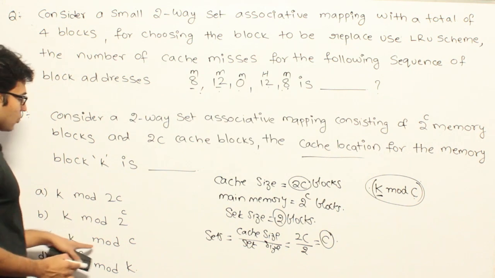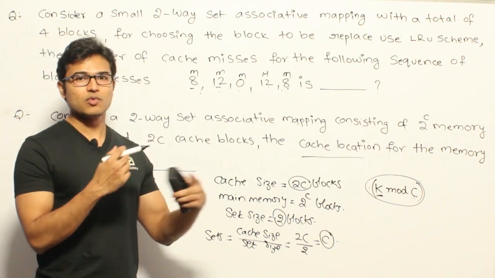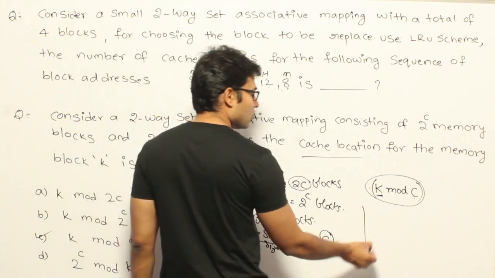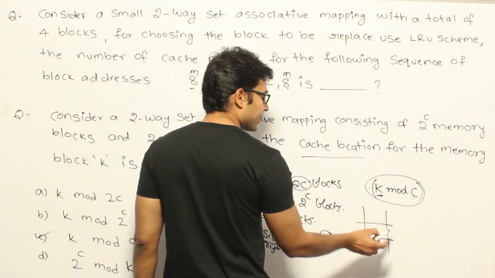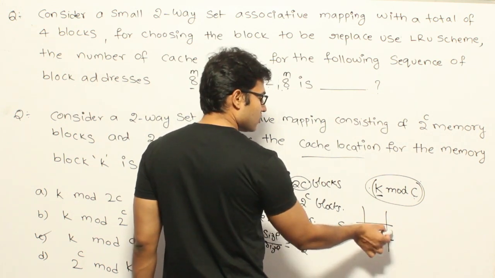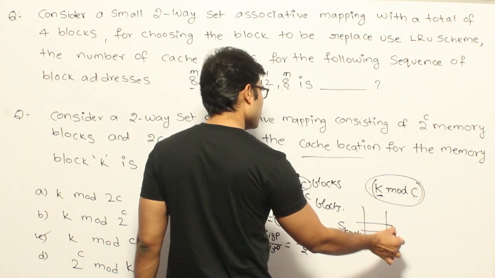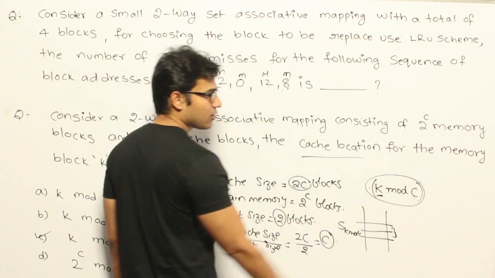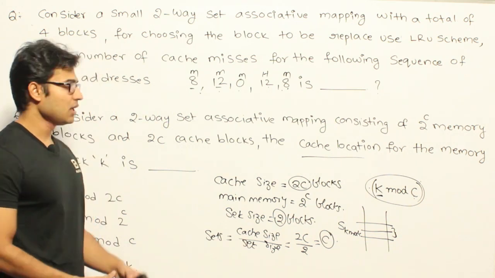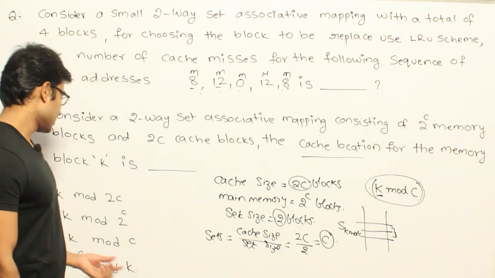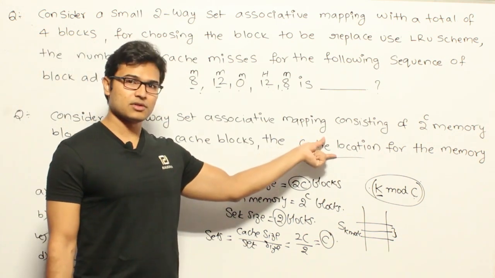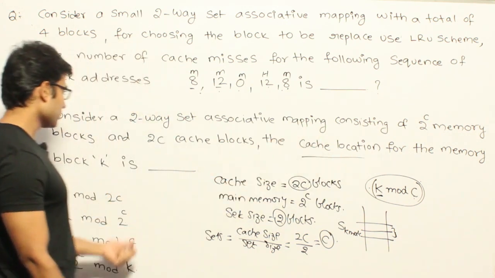Fine. Now once you go into that set, actually you have two blocks there, isn't it? Why? It is a two-way set associative cache. So once you go into that set whose number is K mod C, now you have two blocks. You can place this main memory block into any one of these depending on the algorithm that you are going to use, either LRU or first in first out. Depending on that you can choose, but this is the set in which you are supposed to go. Even though the question is asking about the cache location, you can think of it as set location. From the options it will be clear.